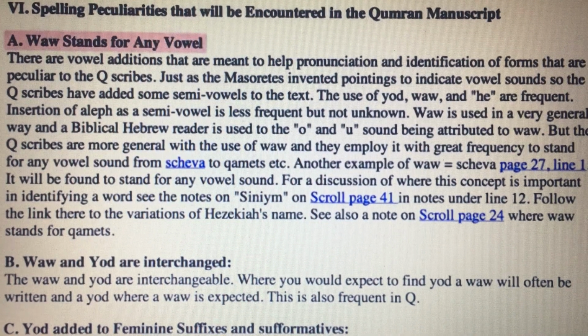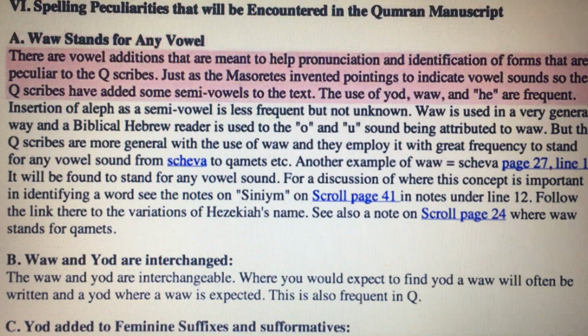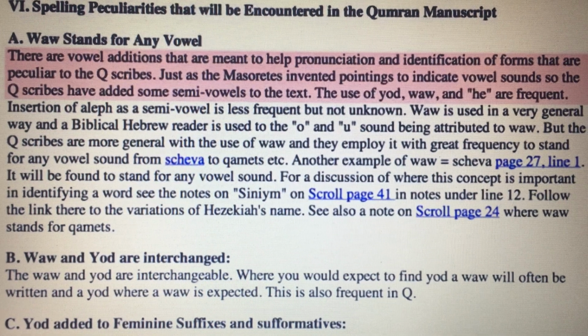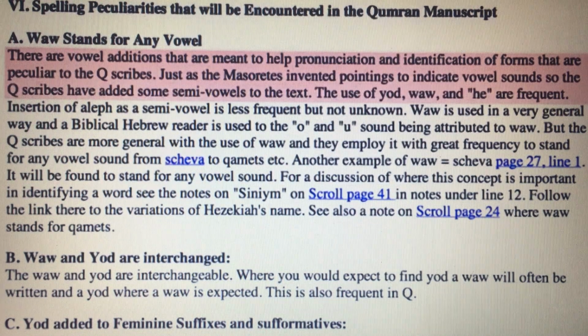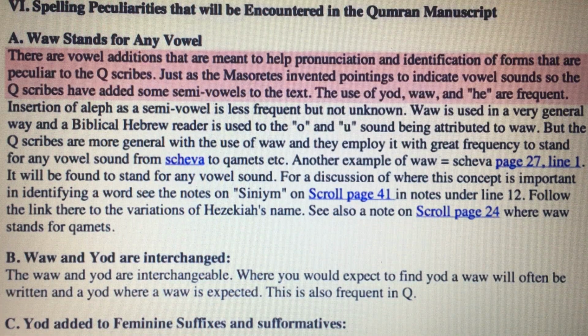It says, letter A, wa stands for any vowel. It says, there are vowel additions that are meant to help pronunciation and identification of forms that are peculiar to the Qumran scribes. It says, just as the Masoretes invented pointings to indicate vowel sounds, so the Q scribes have added some semi-vowels to the text. The use of yod, wa, and hey are frequent.